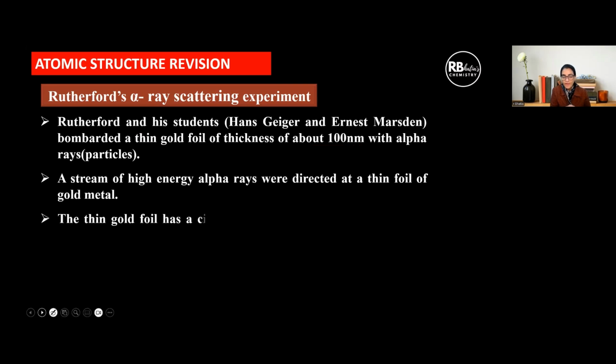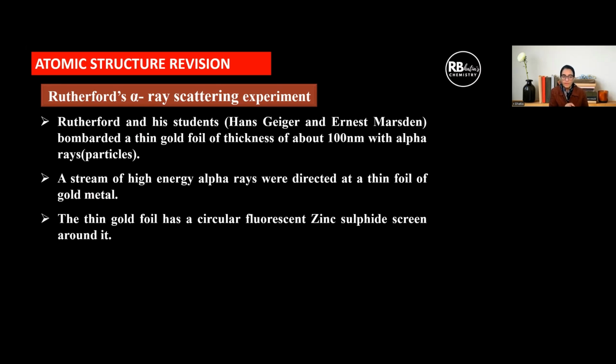A stream of high energy alpha rays was directed at a thin foil of gold metal. Thin foil of gold metal was needed. Why? So that the minimum number of layers of atoms are included, so that we have simpler results. And why was gold chosen? Because gold is highly malleable. It can be beaten down into very fine sheets.